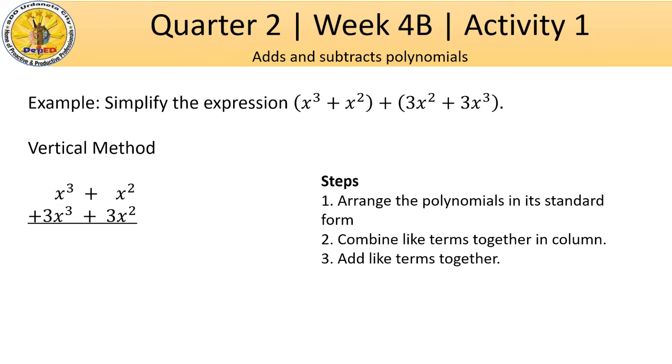We have x to the third power plus x to the second power, plus 3x to the third power plus 3x to the second power. Then I'll combine like terms together in column. Then I'll add the like terms together. So x to the third power plus 3x to the third power equals 4x to the third power. And x to the second power plus 3x to the second power, we have 4x to the second power. So the answer to this expression is 4x to the third power plus 4x to the second power.